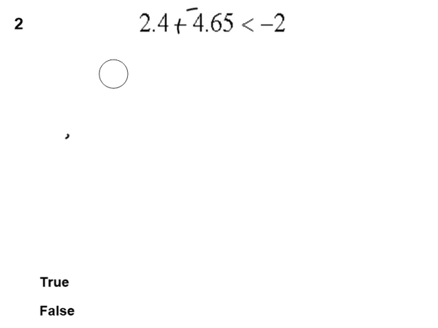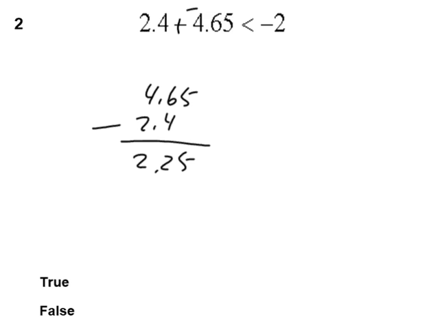So what do I have more of? Do I have more negatives or more positives? Well, I have more negatives. And the question is, how many more do I have? Well, I'm going to subtract the number of positives from it to figure out how many more negatives I have here. And the answer is I have 2.25 more negatives. So -2.25, is that less than -2? Yes, it is. So the answer for question 2 is true.